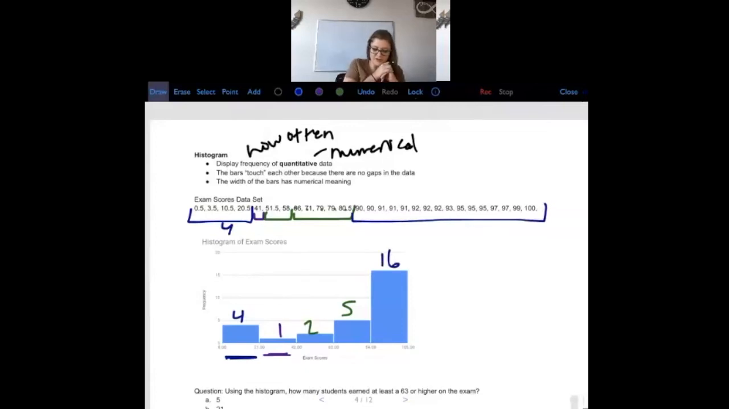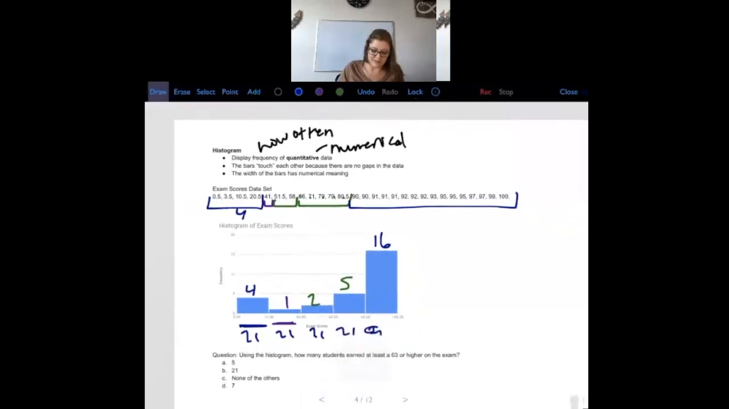Okay, so these have numerical meaning. So the bars, depending on how the data is broken up, in this case, it looks like it's going up by about 21 each time. There's 21 of a width, but this width is a little bit bigger. It goes all the way up to 105. And then using the histogram, we can get some information here.